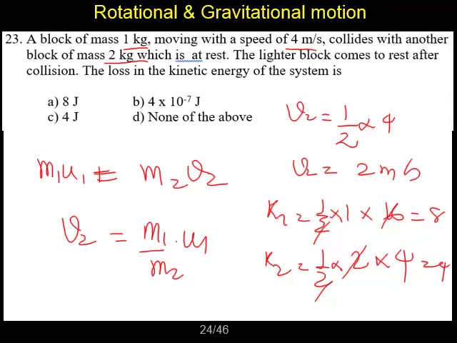So the loss in kinetic energy delta k equals the initial kinetic energy minus the final kinetic energy, that is 8 minus 4 equals 4. So the loss in kinetic energy is 4 joules. The correct answer is C.